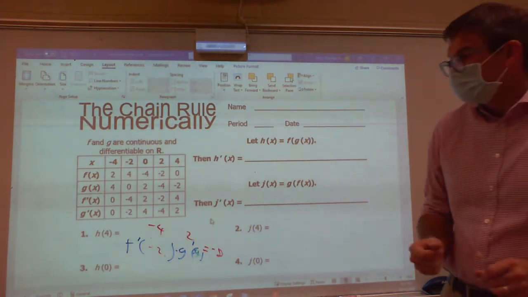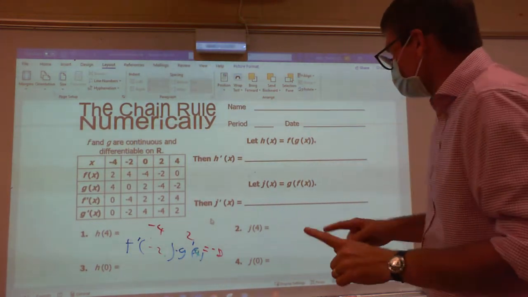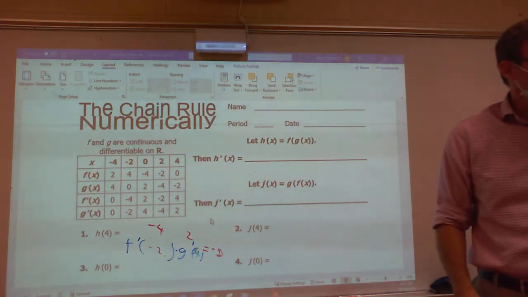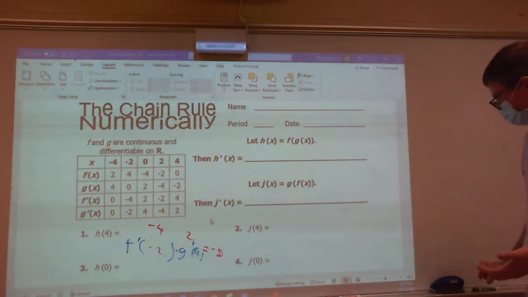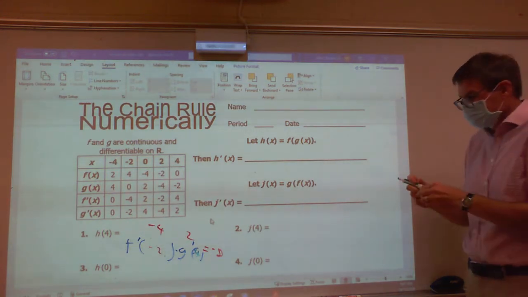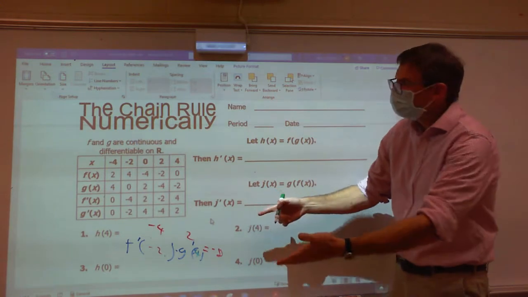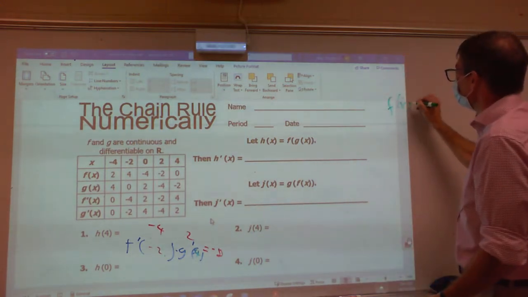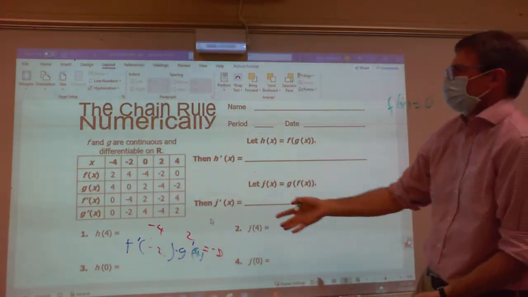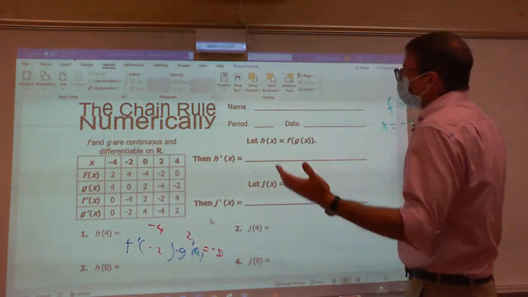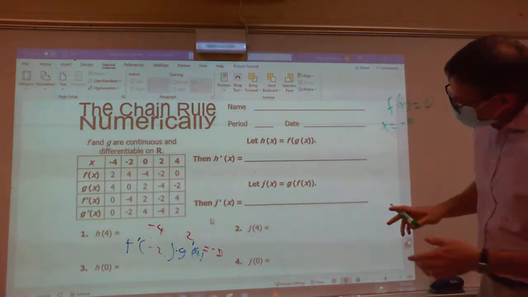The next part asks, where does h have a horizontal tangent? But h is not known. For that question, we were just interested in f prime of x. Where does f prime of x equal 0? Easy, that's the only place: x equals negative 4. We're done. Next question.